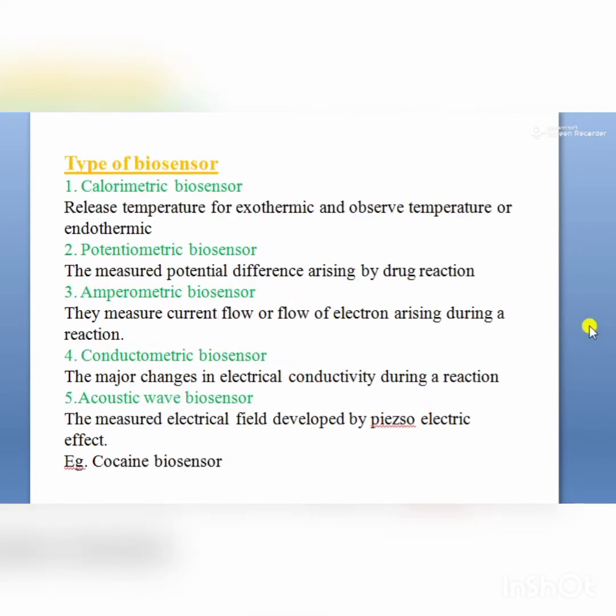And next, types of biosensor. What are the types of biosensor? So, the first one is the calorimetric biosensor. So, what is a calorimetric biosensor? It releases temperature for exothermic reactions and absorbs temperature for endothermic reactions.